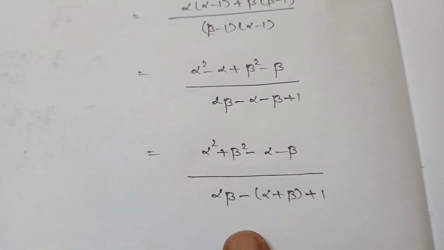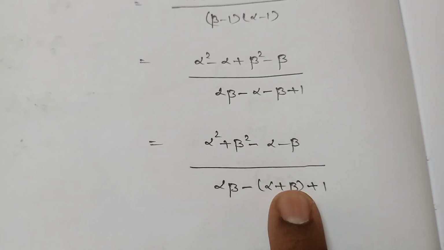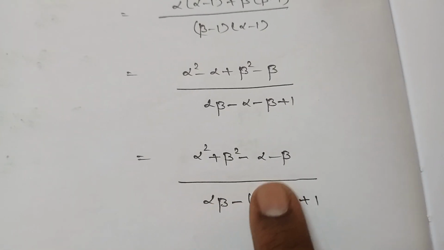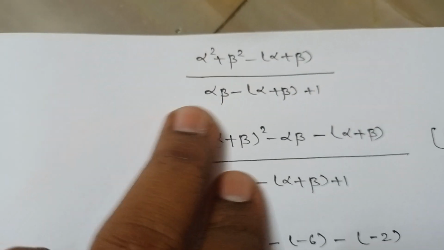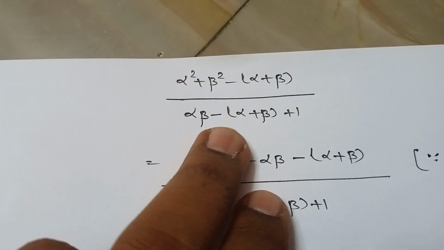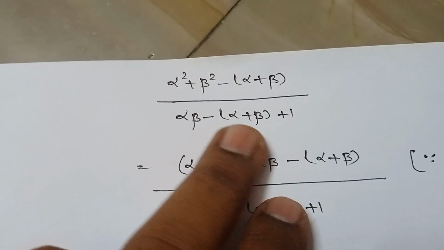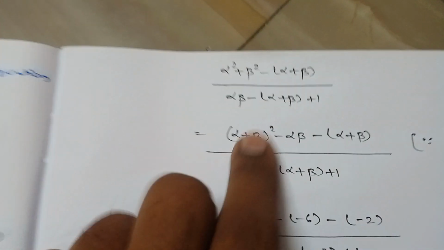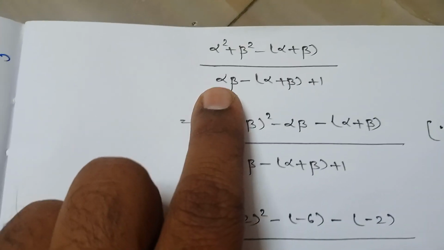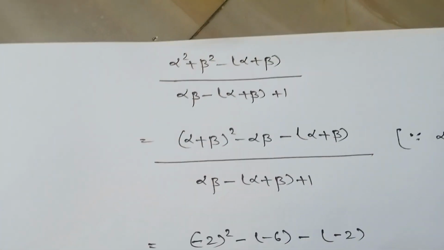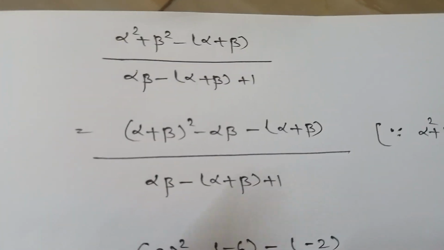Whatever the equation given, we need to convert in terms of alpha plus beta, that is the sum of the roots, and alpha beta. Then alpha square plus beta square minus alpha plus beta, by alpha beta minus alpha plus beta plus 1. So here, this is in this form, this alpha beta is also in this form, but alpha square plus beta square again we need to convert in terms of alpha plus beta and alpha beta.